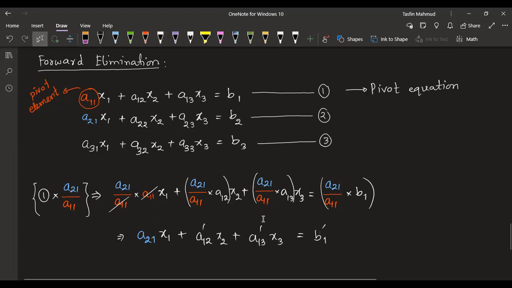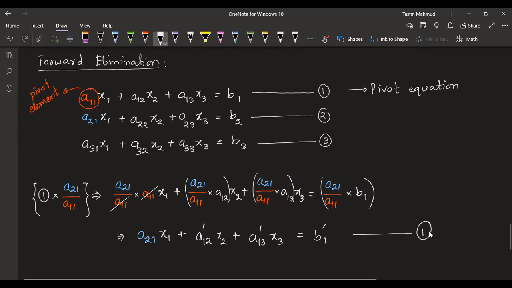Okay, so what we can see from here is that the first term has the coefficient a21 x1, and we are considering this coefficient as a12 prime, and this coefficient as a13 prime, and this coefficient as b1 prime. So we may consider this equation as the 1 prime equation. Okay, this is the 1 prime equation.